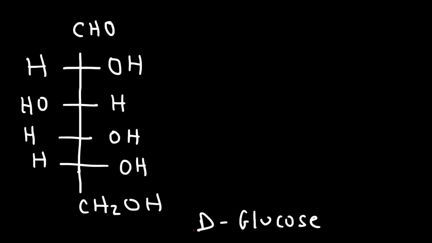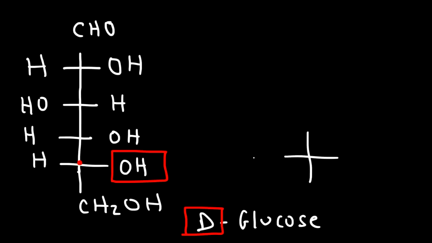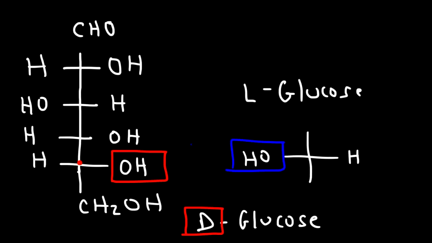Now, if you see the word D, what it means is that at the chiral carbon at the bottom, that is away from the aldehyde functional group, the OH group is on the right. Now, let's say we drew the same structure, but the OH group was on the left, then this would be the less common L-glucose. So if the OH group is on the left, you get the L isomer. But if it's on the right, you get the D isomer. The D isomer is the one that's most commonly found in nature.